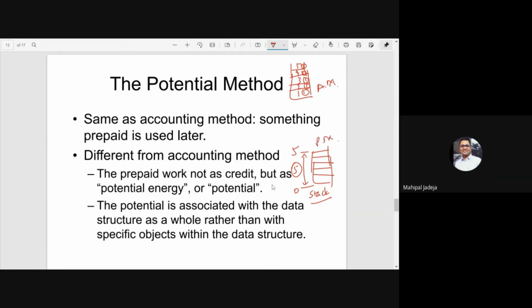With respect to the stack, I am talking about the change in the height of the stack. That is my potential or potential energy. Whereas in the accounting method, I was paying extra to each and every element whenever I applied a push operation. Here I am analyzing the same thing: after 5 push operations, what is the change in the height of the stack? That is my potential change, which is 5. So the way I am saving this prepaid amount is different.